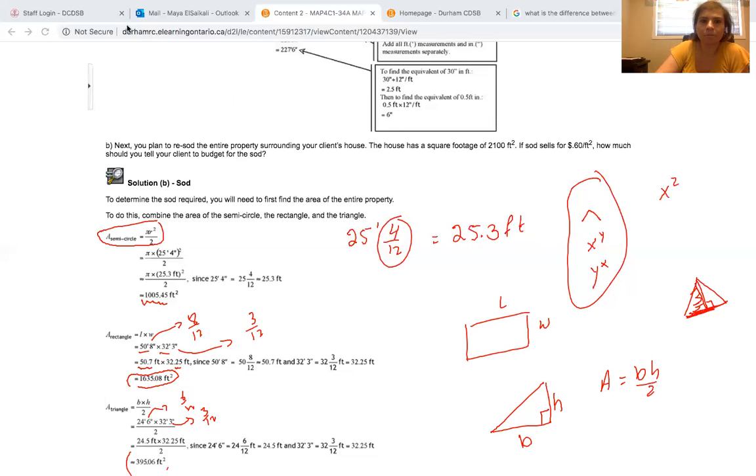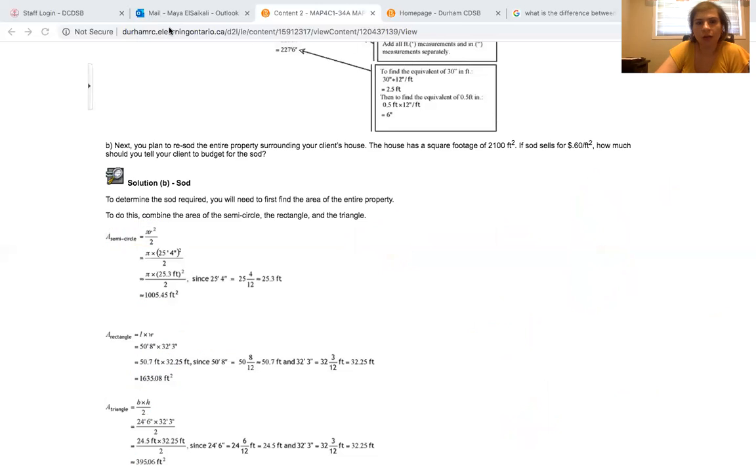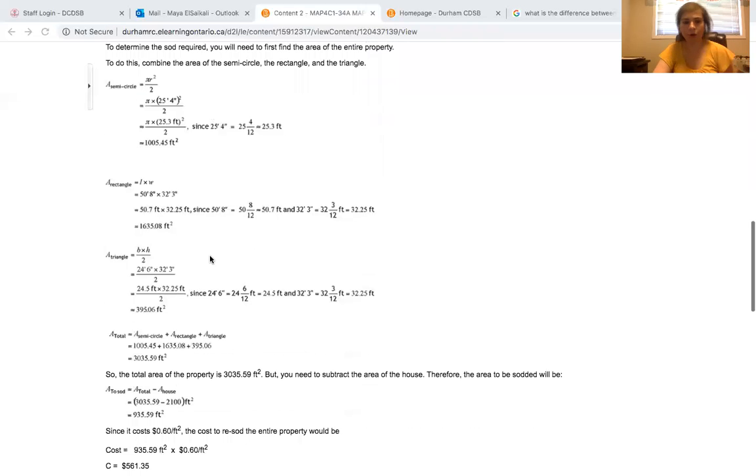Now I have all my areas, so I'm going to add them all together. And don't forget that we also need to subtract the 2,100. The area of all of them was 3,035.59 square feet. To find the sodded area, you have to do minus 2,100, and you're going to have to sod 935.59 square feet.